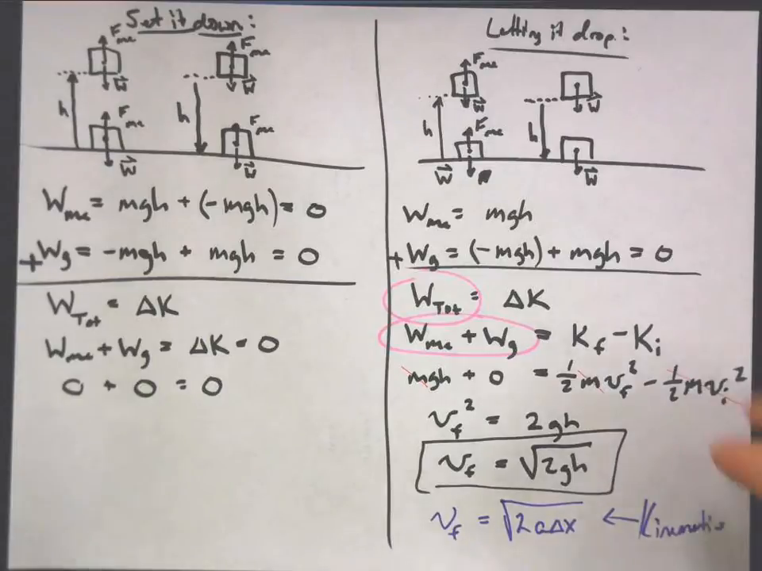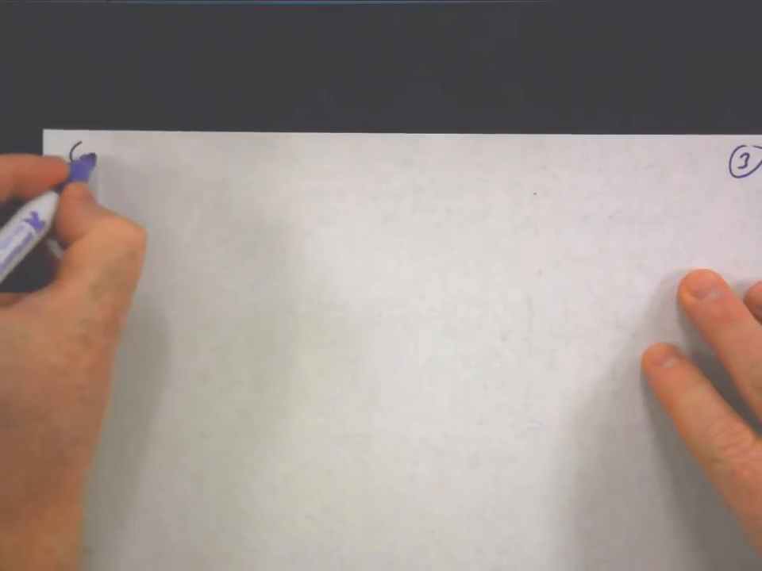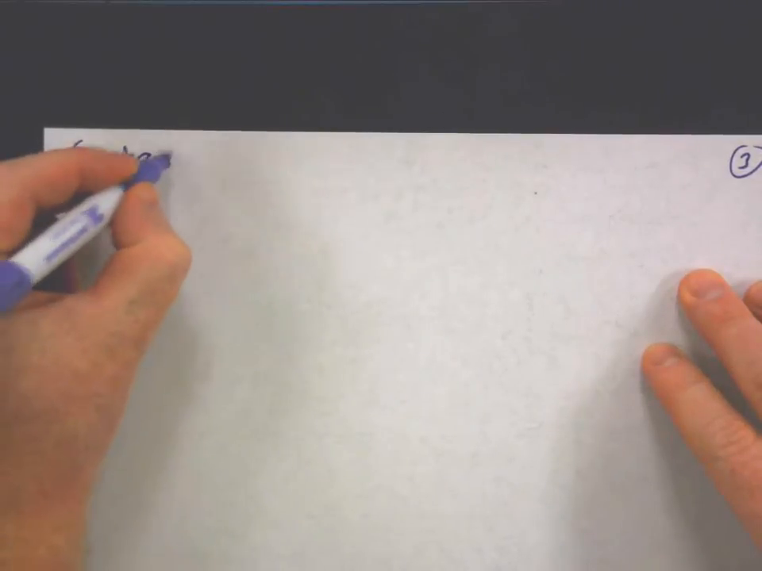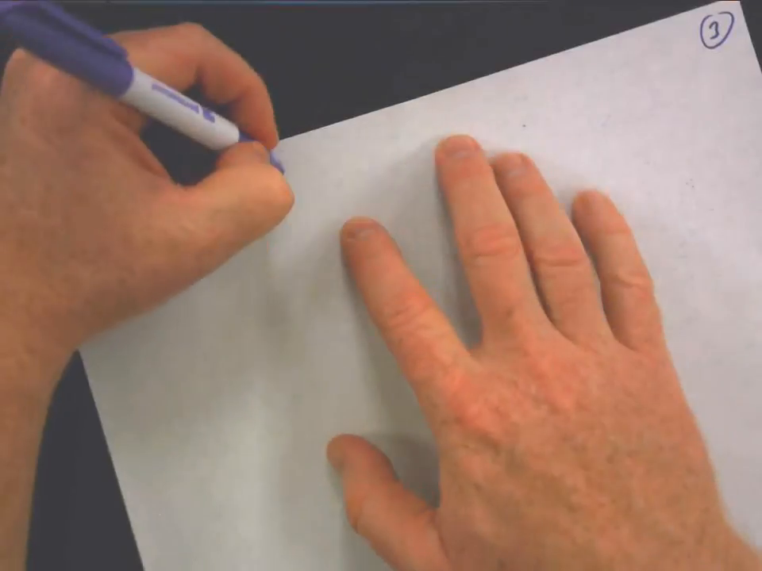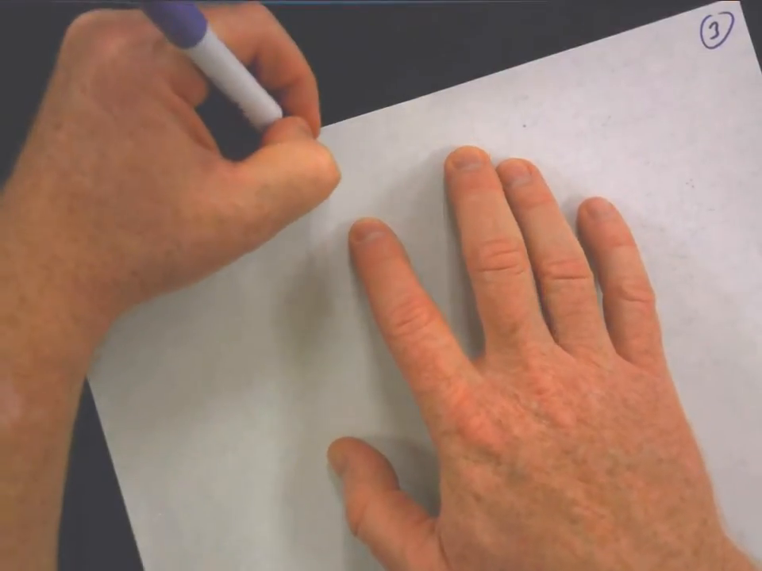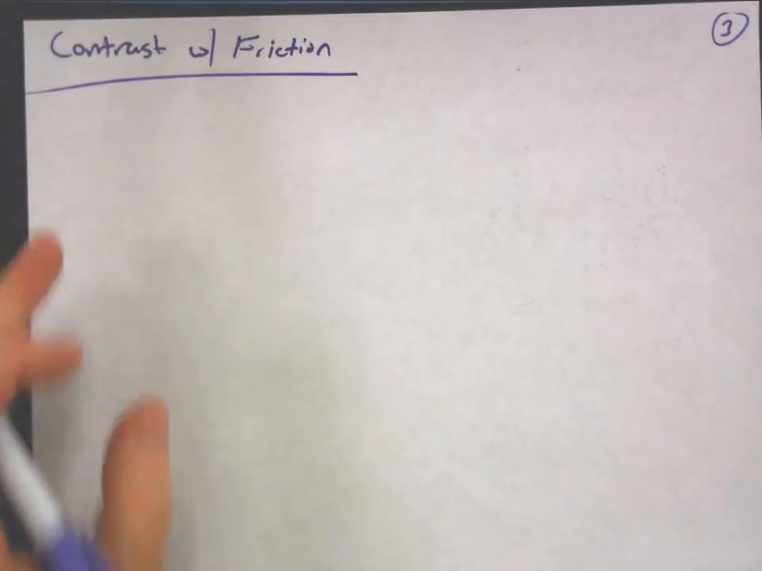We're going to contrast that with friction. Next. Paper's curled, it's making weird things happen. Contrast what we just saw with friction.